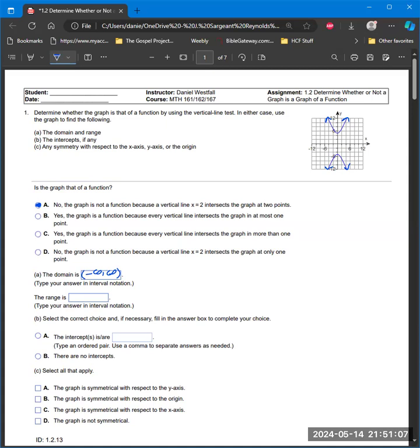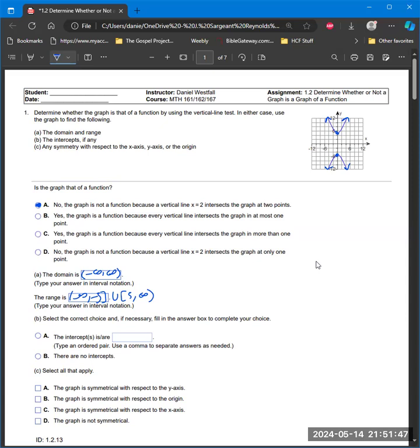The range goes from negative infinity up to and including -5, and then picks up again at +5 and goes to positive infinity. Those solid dots right there, those vertices, are going to be included with brackets. Infinity is an idea, not a number, so it gets a parenthesis. We can approach it, but we can never get to it. Select the correct choice, and if necessary, fill in the answer box to complete your choice.